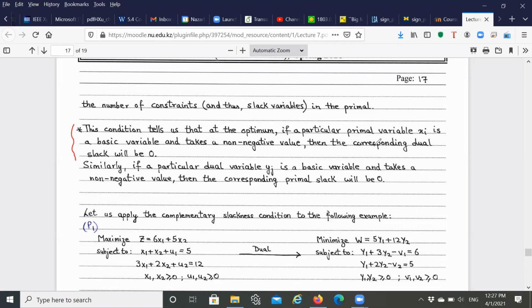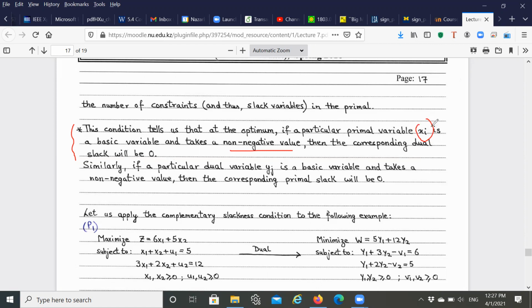it says that if a particular primal variable, a decision variable, let's say xi, we are talking about decision variables, not slack variables, if a decision variable in the primal, denoted by xi, is a basic variable, okay, that means it's a basic variable and not a non-basic variable, then obviously it will take a non-negative value, okay? And then the corresponding dual slack variable will always be equal to 0, okay?